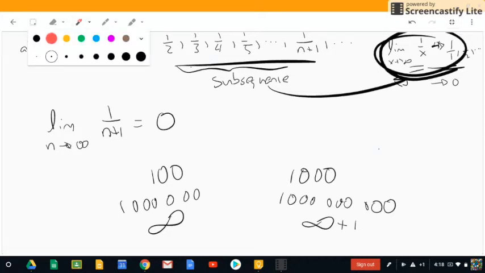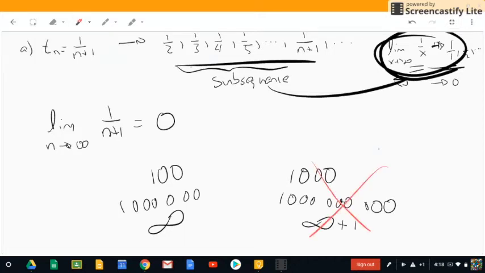Listen, based on what we just saw, this person loses. Whoever gets to infinity first, there's your winner, because infinity plus 1 is just infinity. Okay, it's the same thing. So basically, we're equivalent there.